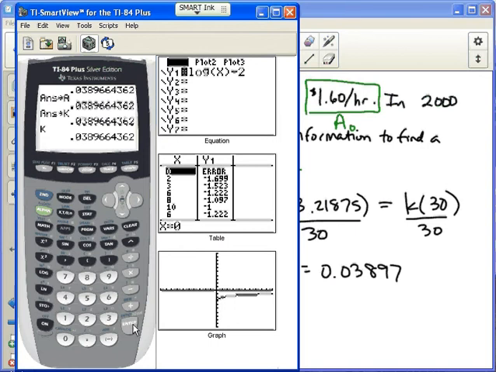And anytime you store something, it just overwrites. So if the next problem has a different K, you can just do store alpha K, and that new one will take that old one's place. So that's a good way to save a long number without having to just write it down all the time.